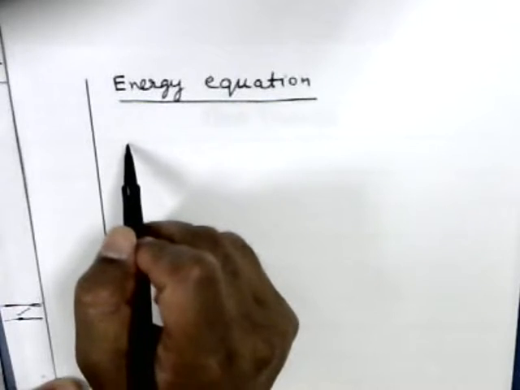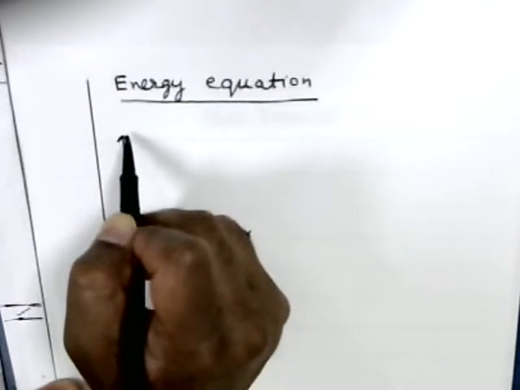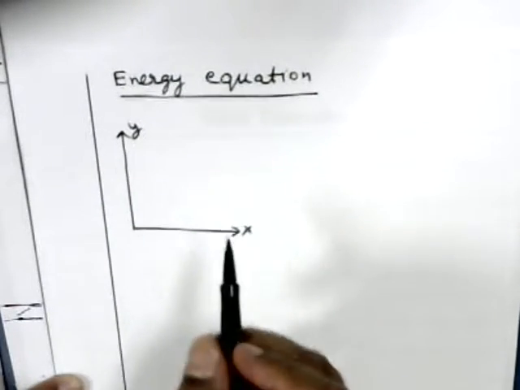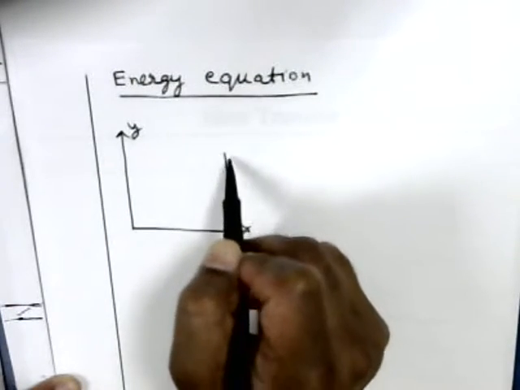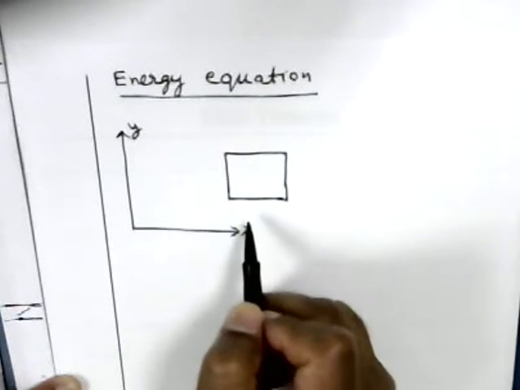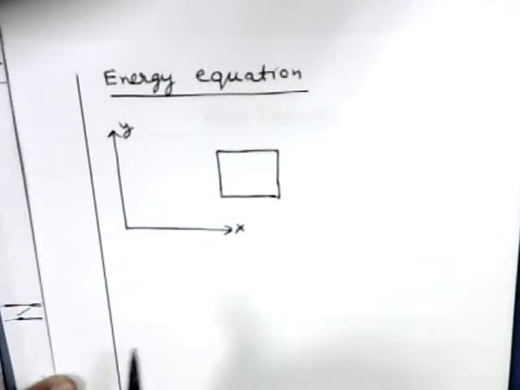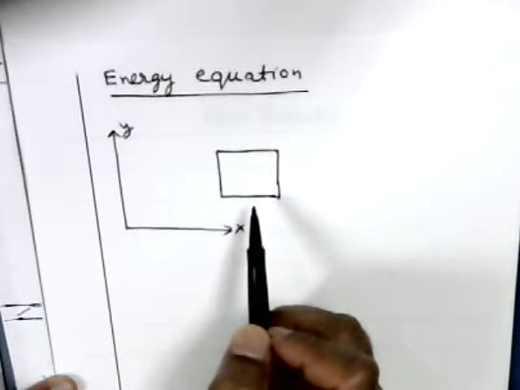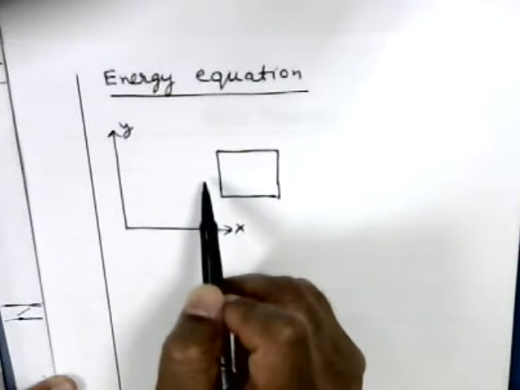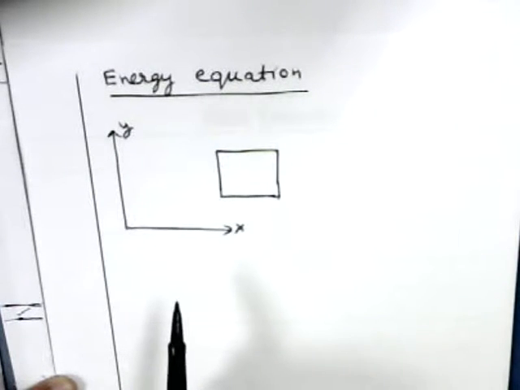So if this is, say, the x and y direction, we take a differential control volume and its dimensions are dx and dy in the x and y directions. Okay. And the conservation of energy will be: you have energy coming into the system and energy going out of the system. Okay, so let us write what those terms are.